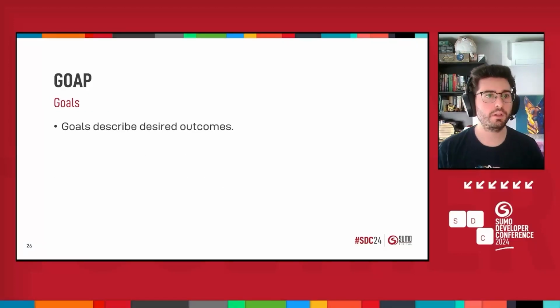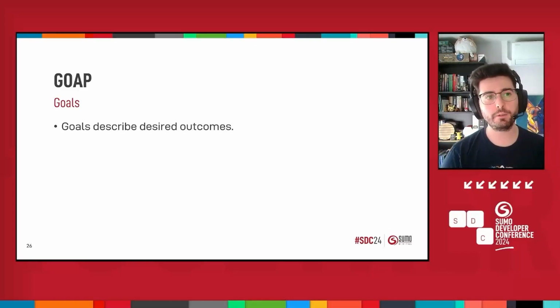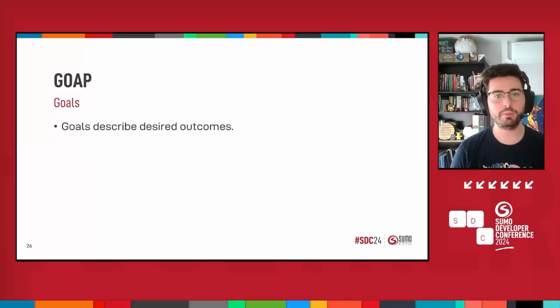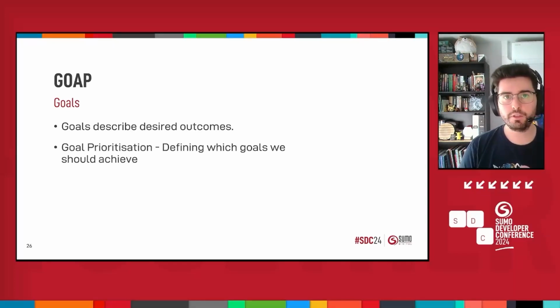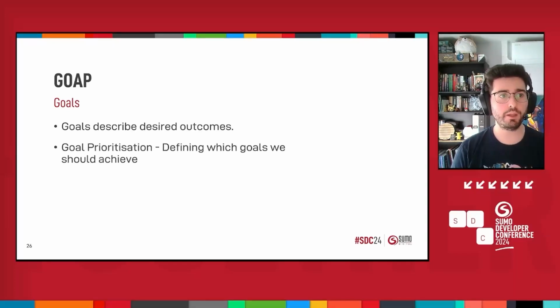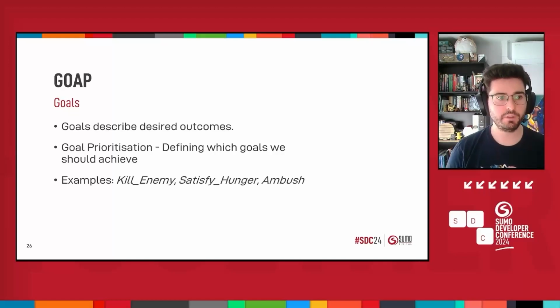So goals. They describe desired outcomes, as in which world state variables we want to affect. For example, a goal might be to kill the player. So we might want to impact the enemy is dead world state variable. Goal prioritization: you will have many different goals in your game, and how you prioritize each goal will define which goals and which plan we will pursue. Some examples of goals might be kill enemies, satisfy hunger, ambush, etc.